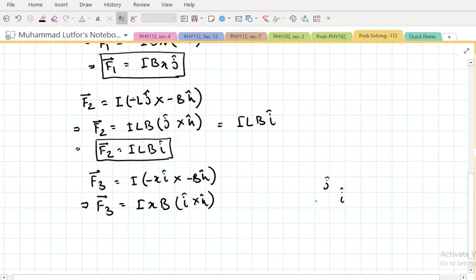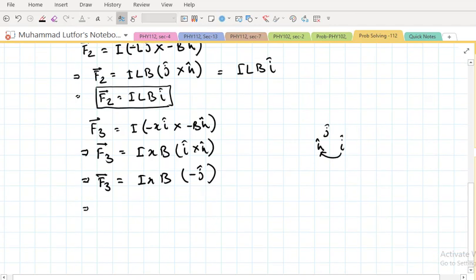Now what will be that I cross K? This is I, J and K. I cross K, this one, right? I cross K is going to be minus J. Then I will find out F3 is basically I X B, and I cross K is going to be basically minus J. So that means I'll find that F3 would be minus I B X Z hat.